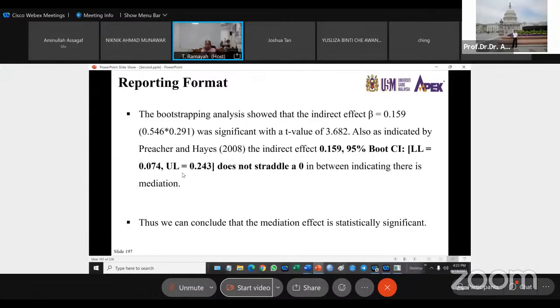So if we use this specific indirect effect, no more partial or full. No more. Okay, so either significant or non-significant, that's all. Whether you have mediation or no mediation.